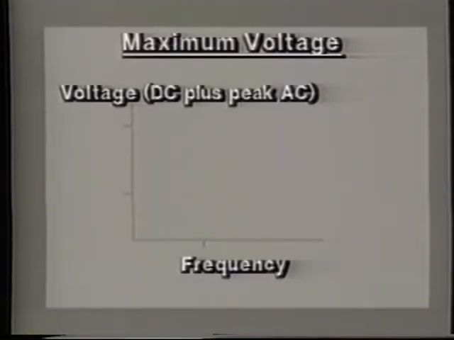Maximum voltage is a safety specification that must not be exceeded. Again, it's displayed as a graph because the probe's ability to withstand voltage decreases as the signal frequency increases. The last two, bandwidth and aberrations, are related.